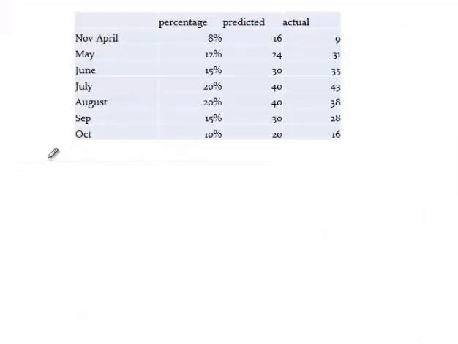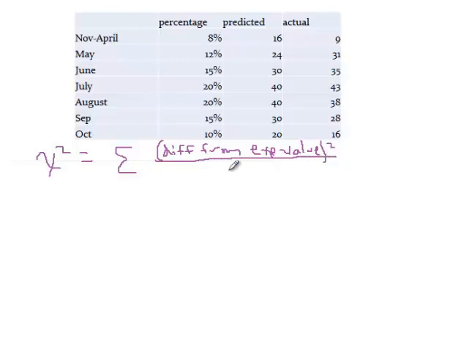Okay, let's rewrite the formula over here just to make sure. Our chi-squared formula looks something like this: it is the summation of each difference from the expected value, squared, divided by the expected value. So let's try each one individually. We'll put the chi-square over here, equals, and we'll try each one individually.